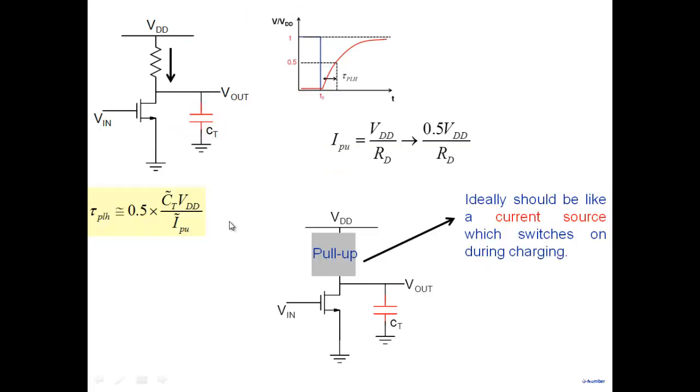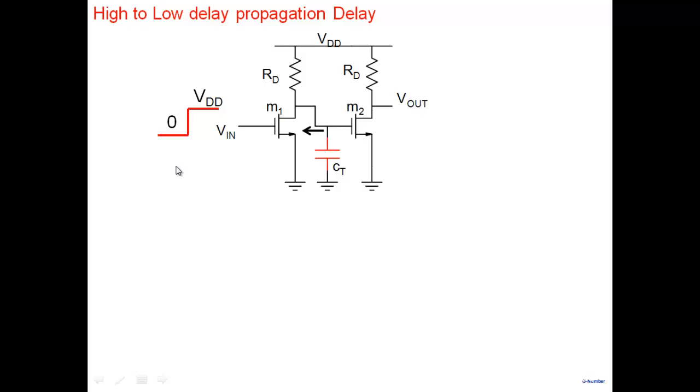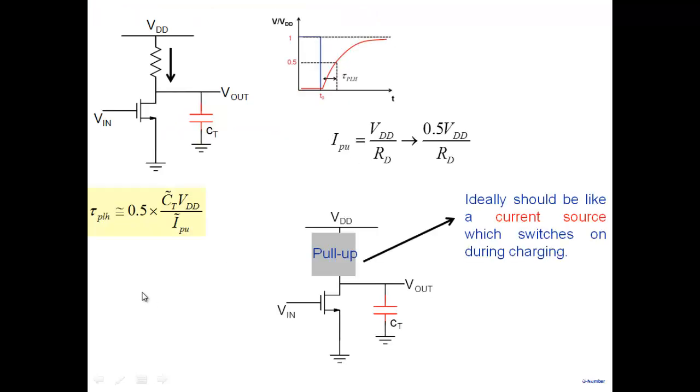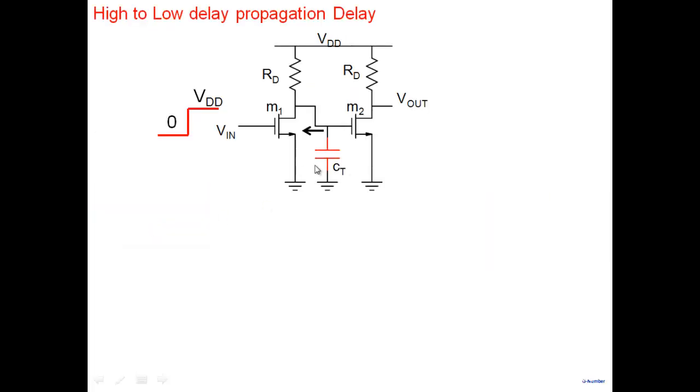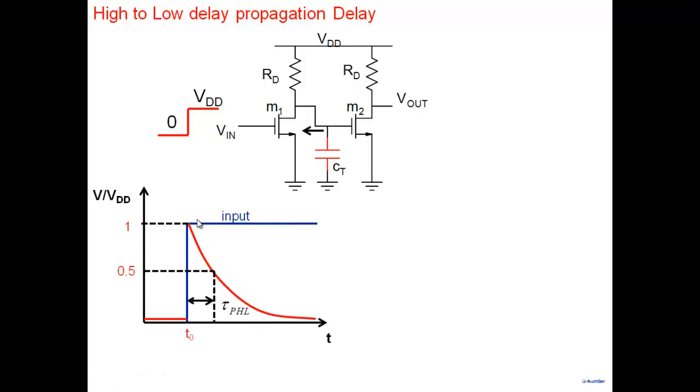Okay. All right. So this was the low to high propagation delay, tau PLH. Similar arguments you can use for the high to low propagation delay, which means that the input goes from 0 to VDD here. This node is initially charged to VDD, when the input is 0, and now you have to discharge this. So if I go back and try to use this expression, what will I write here? Again, I have to discharge this capacitor. So what should I write?